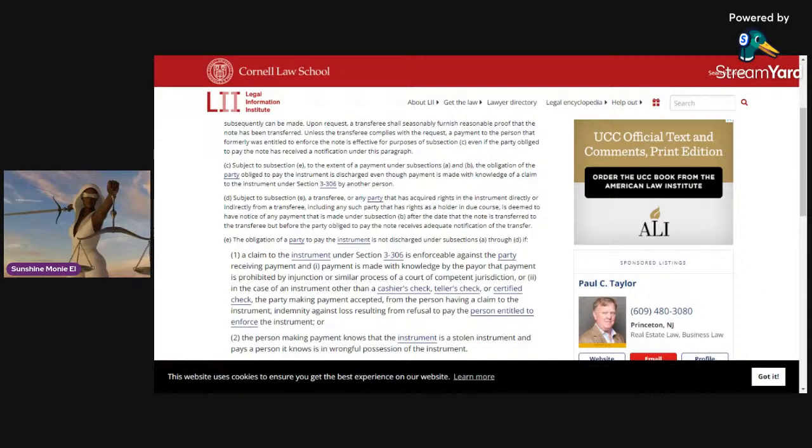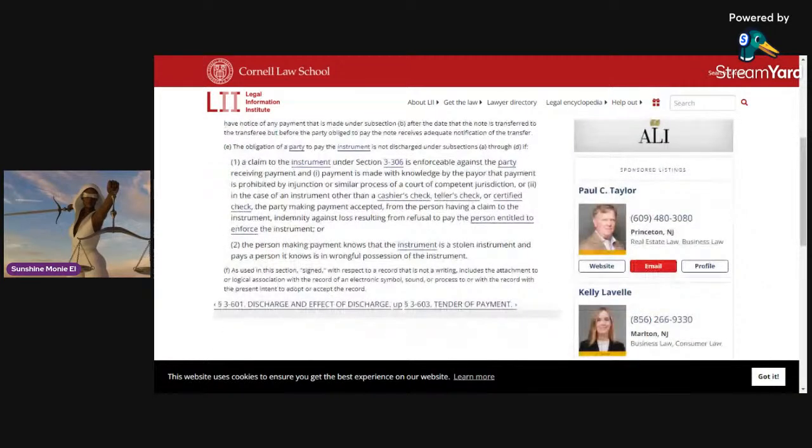Or 2, the person making the payment knows that the instrument is a stolen instrument and pays a person he knows is in wrongful possession of the instrument. So if you know you're doing something wrong, then it's not okay. If you know it's incorrect, you have a check that you're not supposed to have, then yeah, it will not be discharged because you knew what you were doing.